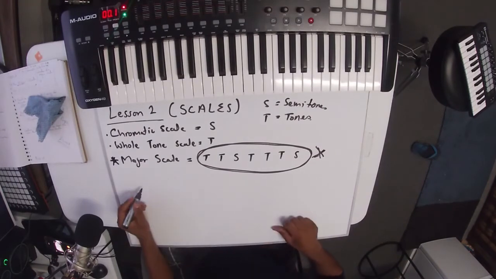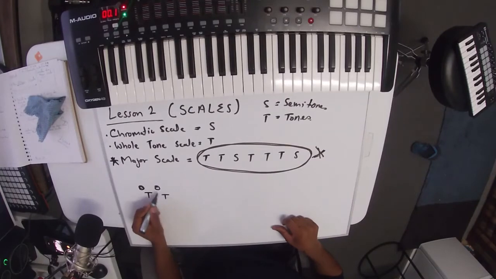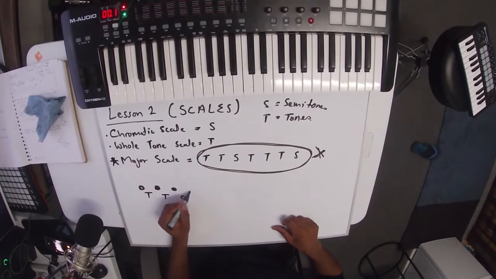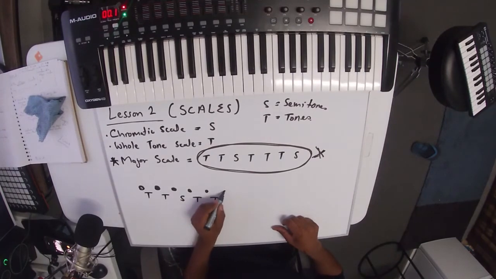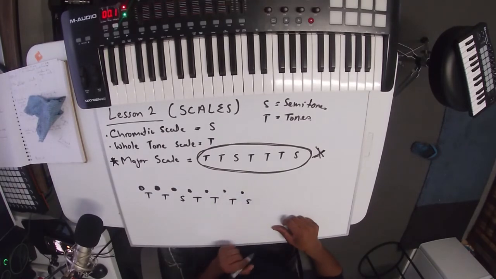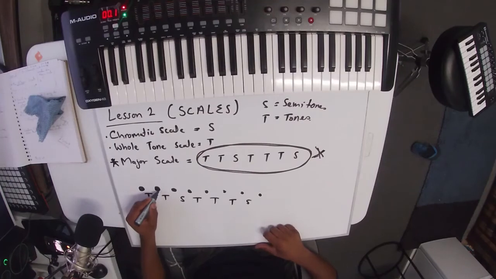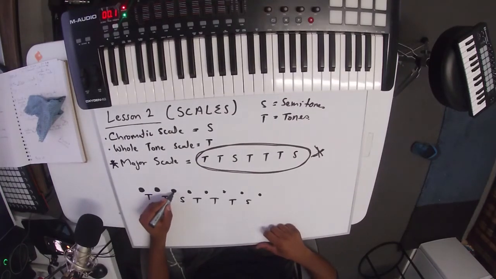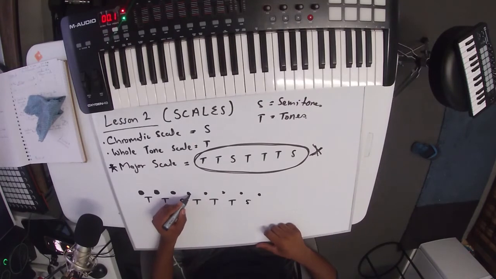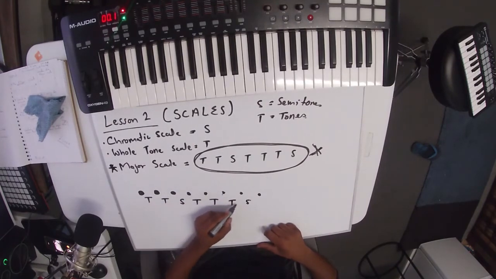So you have your first note, tone, second note, tone, okay, third note, semitone, fourth note, tone, fifth note, tone, sixth note, tone, seventh note, semitone, and then back to your first note. Okay, so you start from here. Use a tone to get to your next note. Use a tone, get to the next note. Use a semitone, get to the next note. Use a tone, next note, next note, next note, next note.